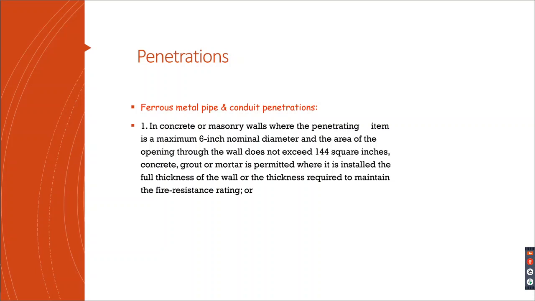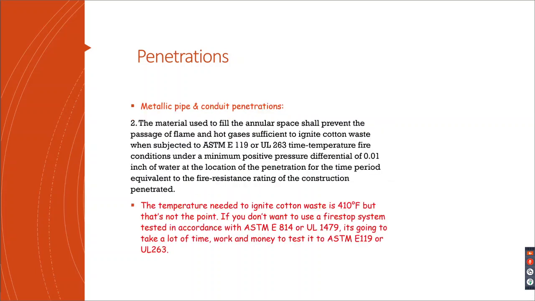Then concrete, grout, or mortar is permitted where it is installed the full thickness of the wall or the thickness required to maintain the fire resistance rating. Or number two, which you would use for metallic pipe and conduit penetrations, the material used to fill the annular space shall prevent the passage of flame and hot gases sufficient to ignite cotton waste when subjected to ASTM E119 or UL 263 time temperature fire conditions under a minimum positive pressure differential of 0.01 inch of water at the location of the penetration for the time period equivalent to the fire resistance rating of the construction penetrated.